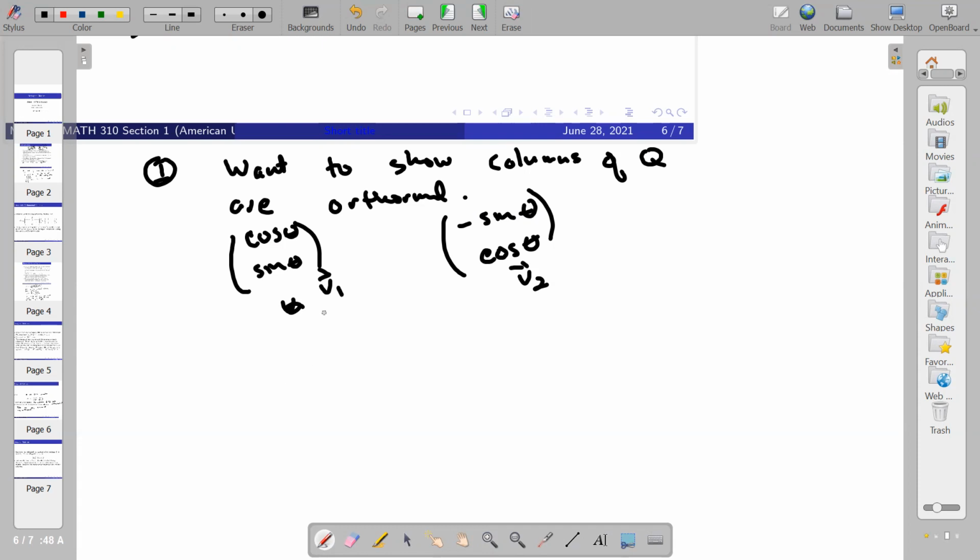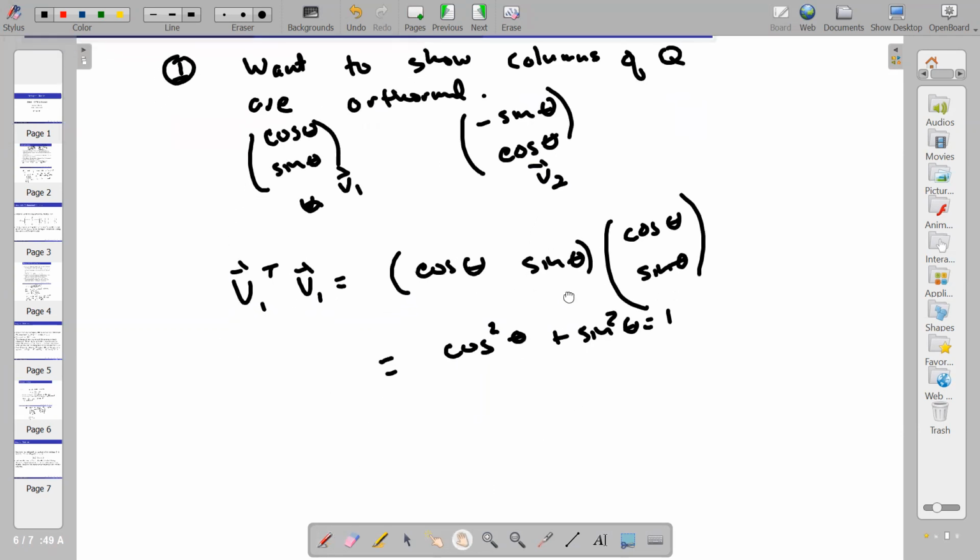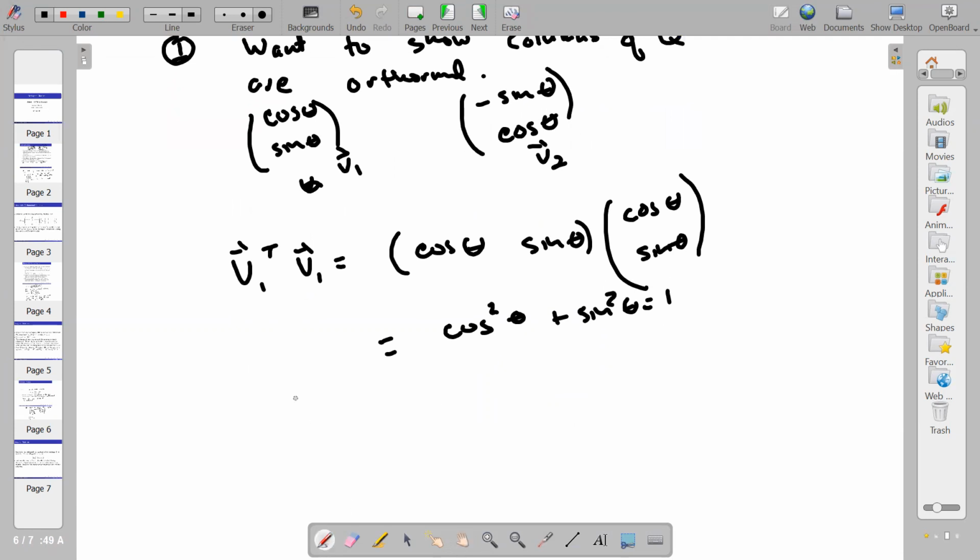Need to give stuff names because I have to think about what I'm talking about. If you take V1, if you try to measure how big it is by taking its dot product with itself, you look at cosine theta, sine theta times cosine theta, sine theta. That's the same as cosine squared theta plus sine squared theta, just 1. So that is a normal vector. It is a unit vector, right? It has size 1.